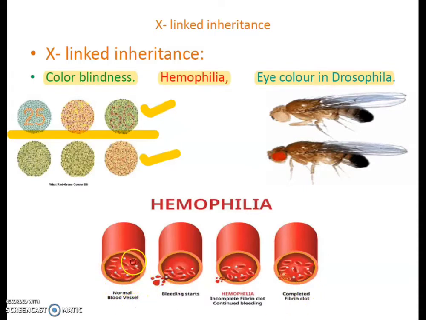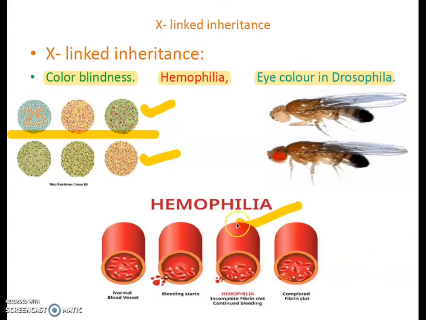Normal blood vessel is here, and bleeding starts here. Suppose the blood vessel ruptures and bleeding starts. What happens if a hemophilic person's blood is not clotting? The blood continues to bleed. Why? In a normal person, blood clots and bleeding stops. In a hemophilic person, there is no blood clotting or delayed clotting. So in a severe injury, a hemophilic person may die.